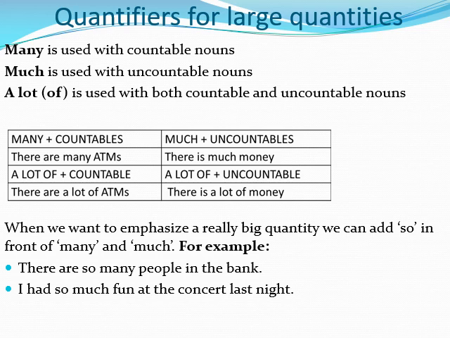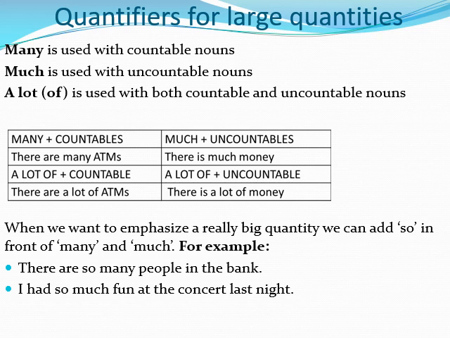So now we'll look at quantifiers for large quantities, and many is used with countable nouns, and much is used with uncountable nouns. And that's just what it sounds like. Countable, can you count it? Uncountable, you can't count it, right? So can you count water? There's 1 water, 2 waters, 3. You can count bottles of water, right? So water itself is uncountable. You would use much. There's much water. Bottles of water, that's countable, right? So it's many bottles of water.